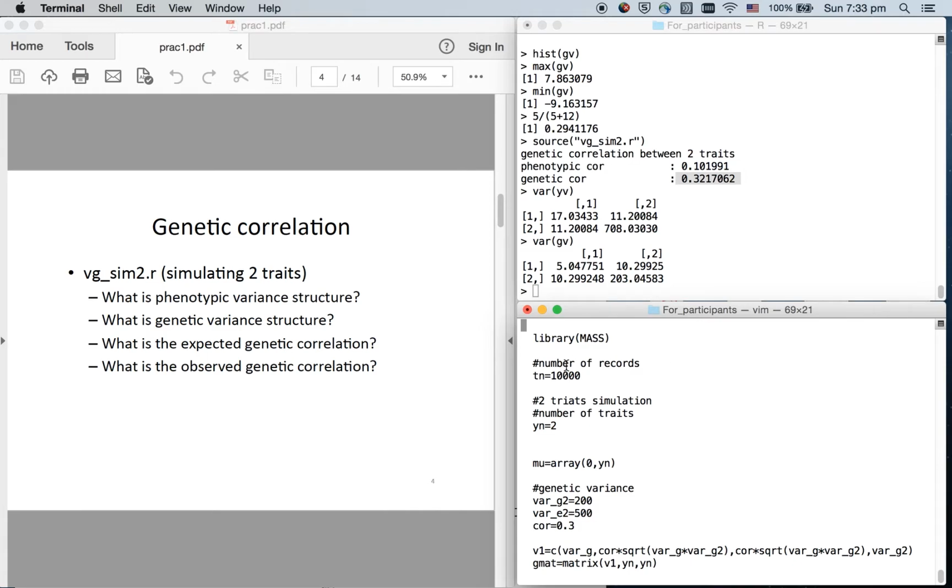It depends on the number of records. If the number of records is very small, then this difference can be large. But if the number of records gets large, then the expectation and observation get close.